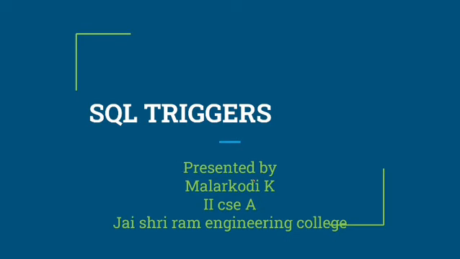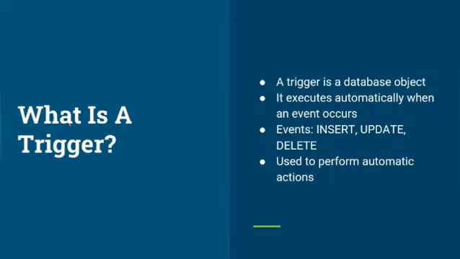Today I am going to explain about database triggers. What are triggers? A trigger is a special object in a database that is associated with a table. It runs automatically when a specific event occurs. Triggers work on events like insert, update and delete. It is used to perform automatic actions.